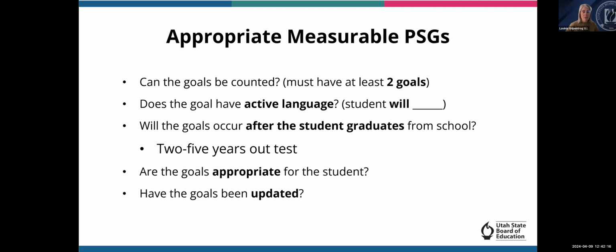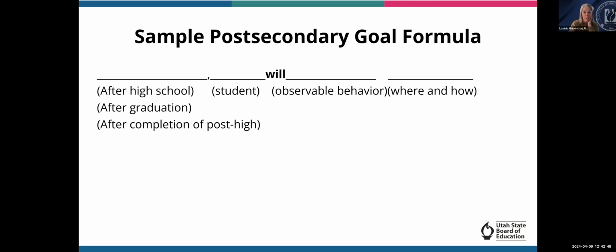And then a couple of other questions: are they appropriate for the student? And also, have they been updated? So what we don't want to see is that post-secondary goal remain the same from 9th grade all the way to 12th grade, for example, because we know students change their minds, or we have more information on them and they've had more opportunity to try different things. So they need to be updated annually on that annual transition assessment information and data that you're collecting before the IEP, of course.